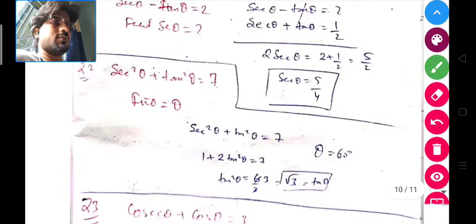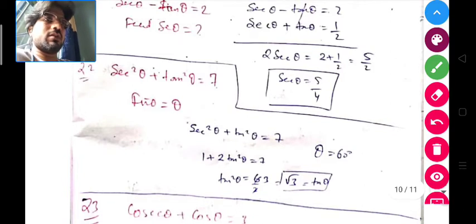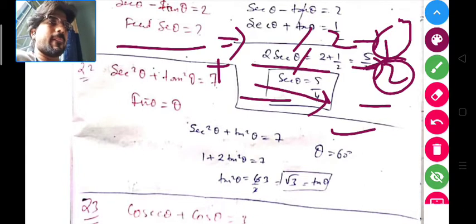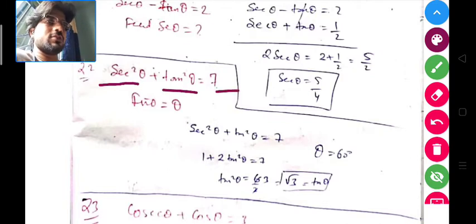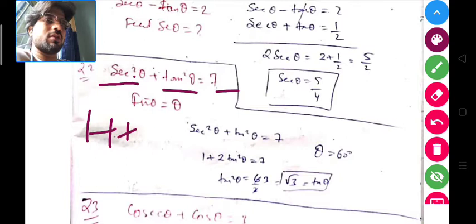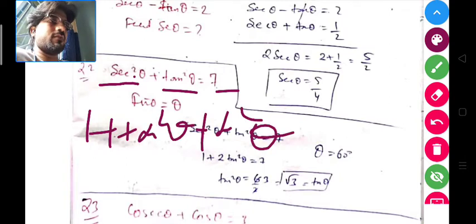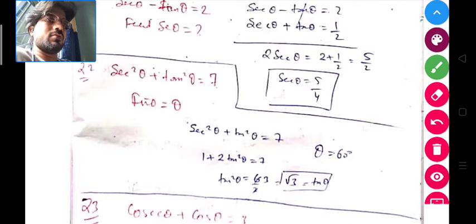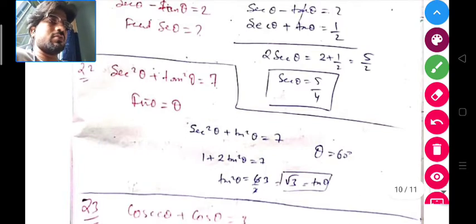this question. This is the easy one. You are given sec square theta plus tan square theta is equal to 7, and we know that sec square theta is 1 plus tan square theta. So we have 1 plus 2 tan square theta is equal to 7. Then we can solve it.